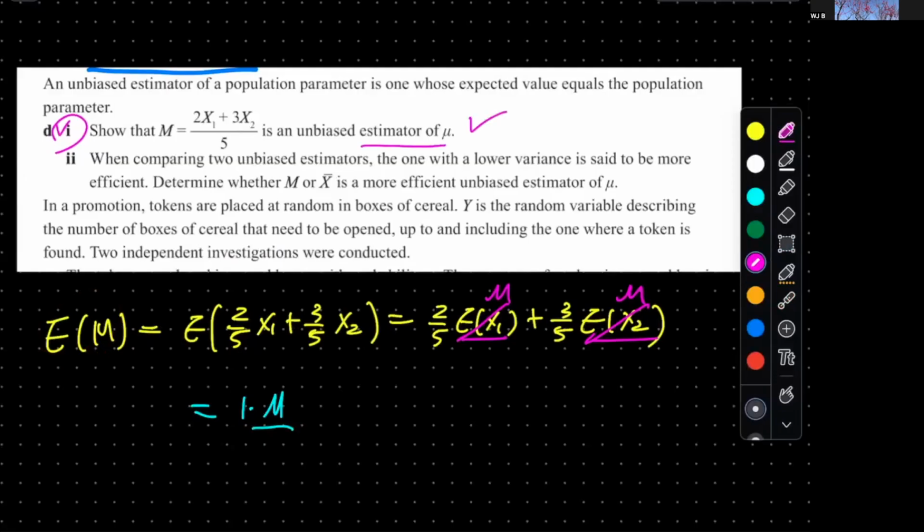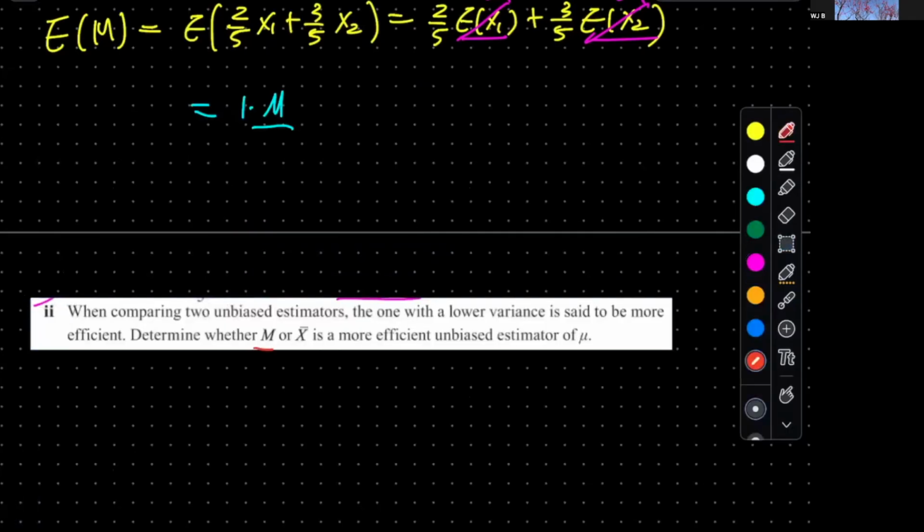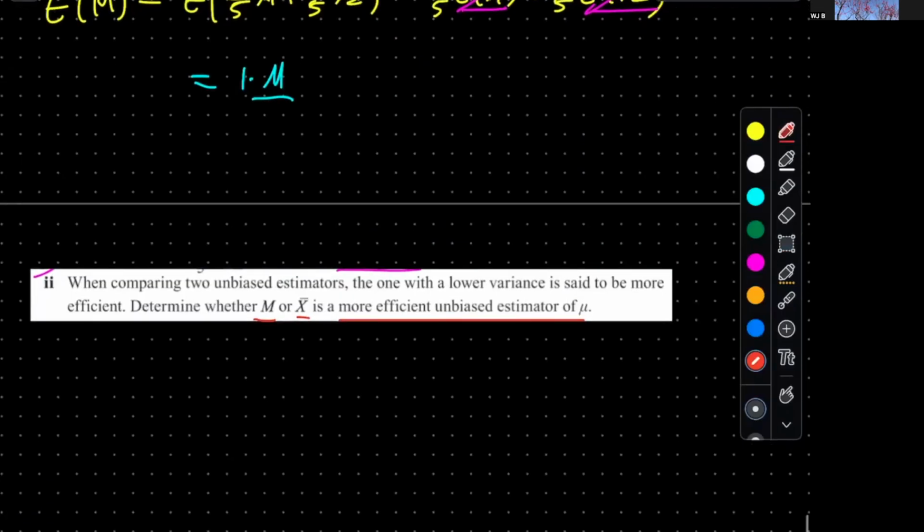Okay, that's good. Let's have a look at number 2. When comparing two unbiased estimators, the one with lower variance is said to be more efficient. They're saying determine whether m or x bar is the more efficient unbiased estimator of mu. We already know the variance of x bar, I believe. We got it from the very first part of the problem. It was 1 over 2 sigma squared.